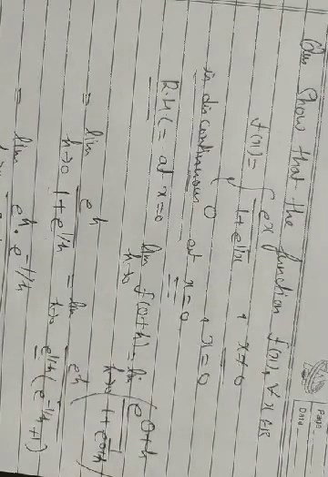Now what do we see? Our right hand limit is equal to 0. Our left hand limit is equal to 1. Since the right hand limit is not equal to the left hand limit, therefore f(x) is discontinuous at x equal to 0. What we have to prove is that it is discontinuous at x equal to 0.